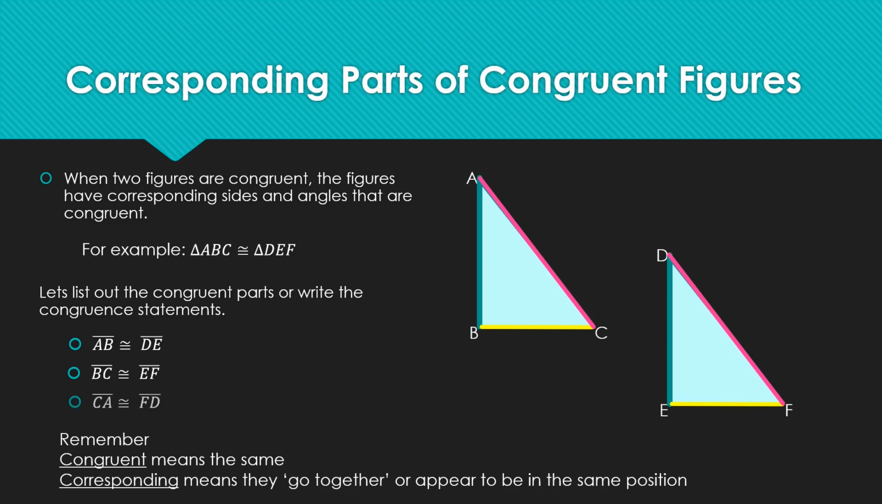Now the angles. Angle A and angle D are corresponding parts of congruent figures. They are congruent. So are angle B and angle E, as well as angle C and angle F. All right, let's work on some examples together.